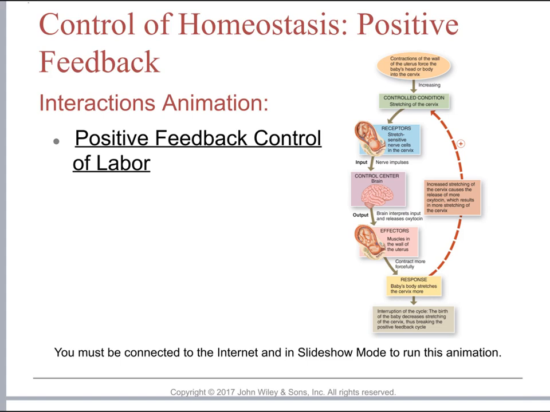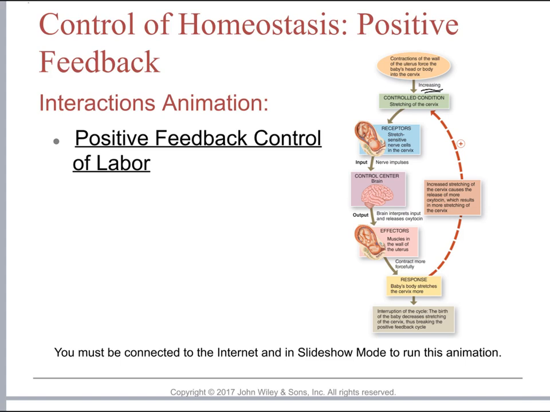So let's look at the scenario. We have contractions of the uterine wall, which is going to force the baby's head or body into the cervix. This is increasing. So we are pregnant, 40 weeks has elapsed. We now have to get the baby out of our body. So we're calling for a disruption to have the baby pushed through the uterus. So we have stretching of the cervix, that's our controlled condition.